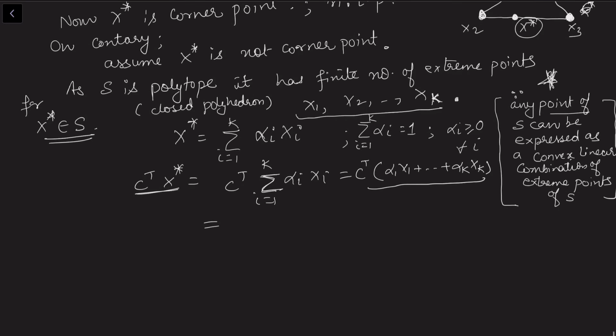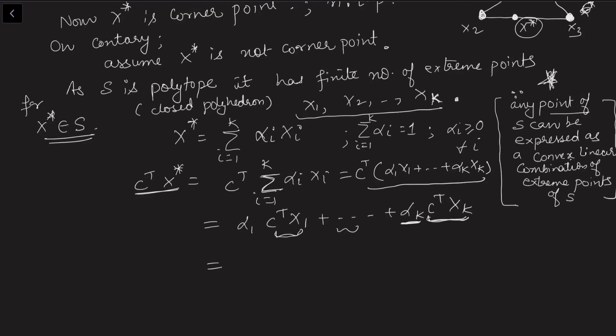Now here alpha 1 will come out. This is C transpose capital X1 plus so on, alpha k C transpose xk. This is just a scalar. These are in matrix notation, so this product is valid and we can multiply.